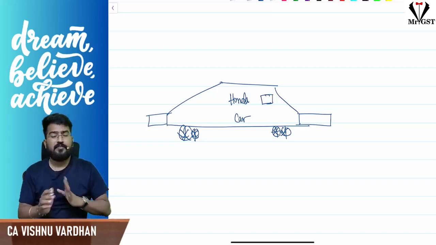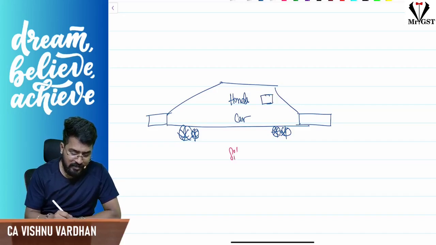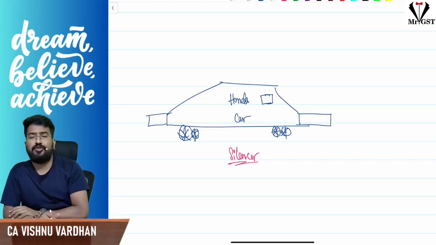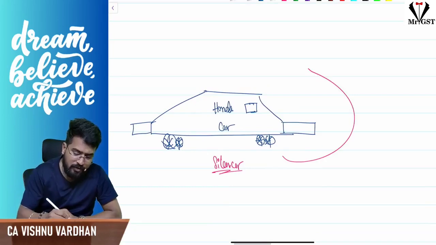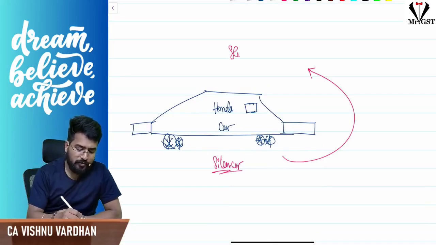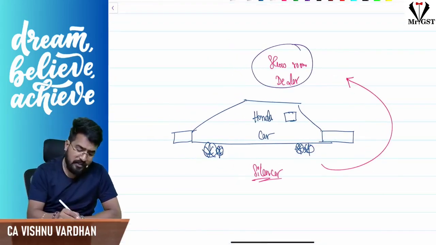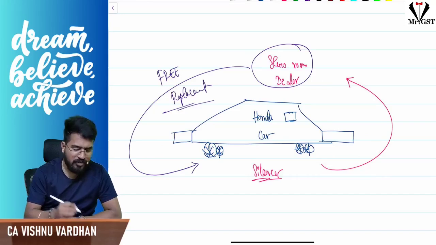Now for this car, imagine, let us assume the silencer has some issues when I have purchased. So there are some issues with the silencer. So what I am doing, I am going to the showroom. That means I can say here it is nothing but the dealer. Now what this dealer is doing, the dealer is saying, Vishnu sir, this is in warranty period, we will do free replacement because this is in warranty period.